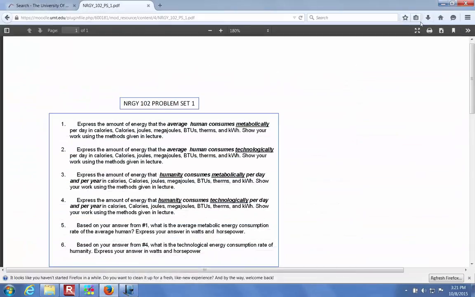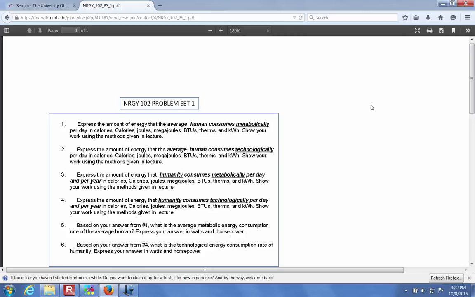asks the amount of energy the average human consumes technologically per day. Okay, we just looked at what humanity does. We know the population. From that, we can calculate the amount of energy the average human consumes technologically in exajoules, but we need to convert from exajoules to all these other units, all right? And so forth down through these problems.